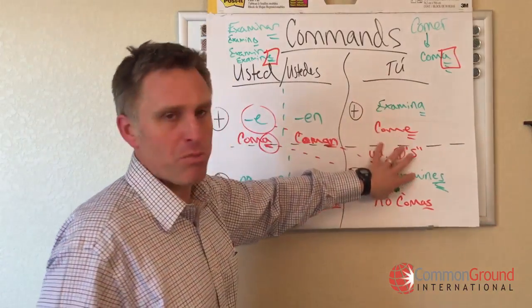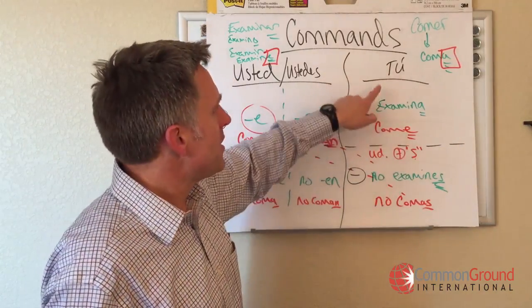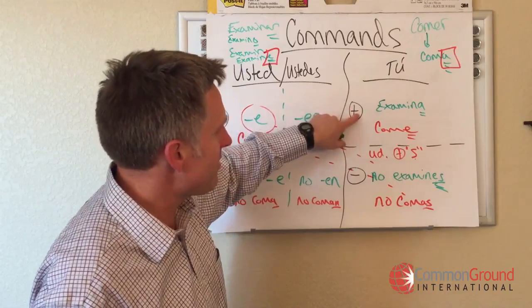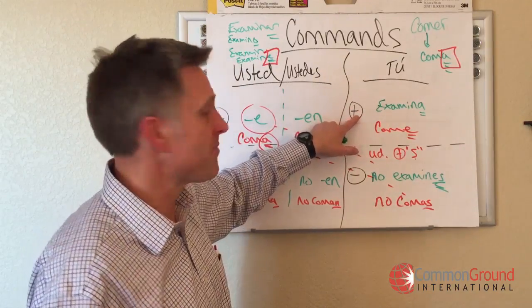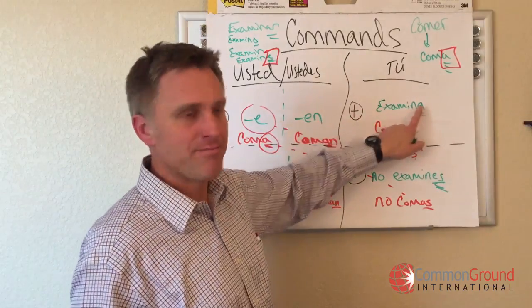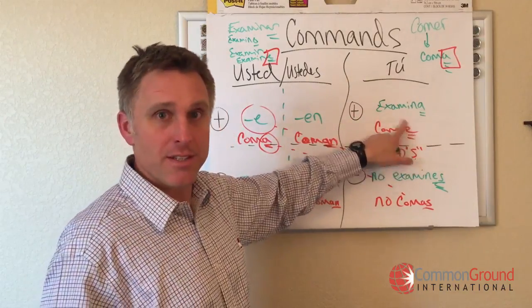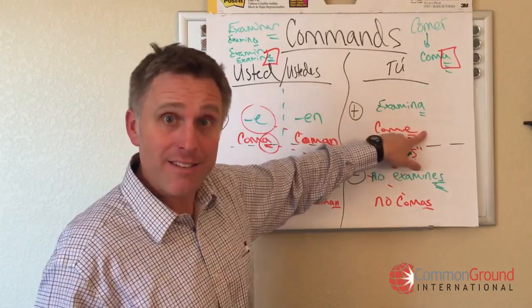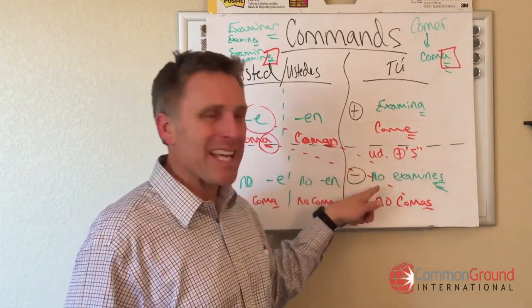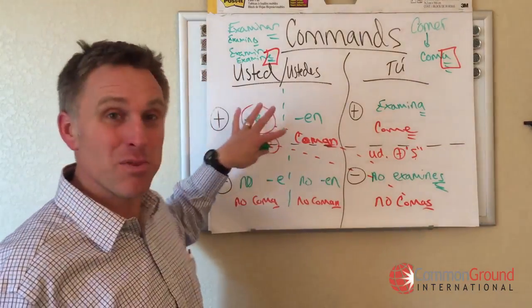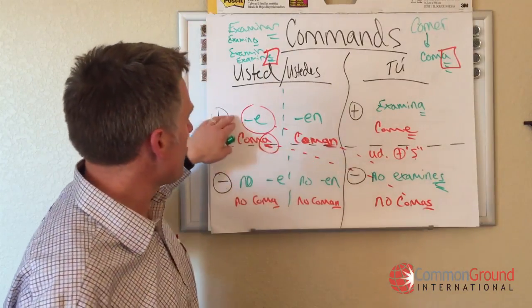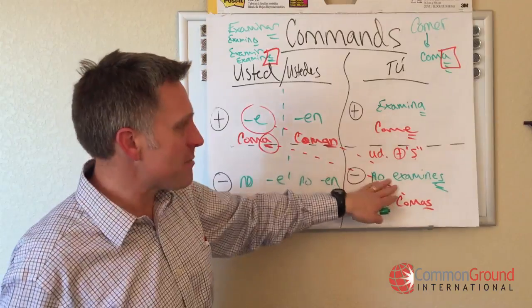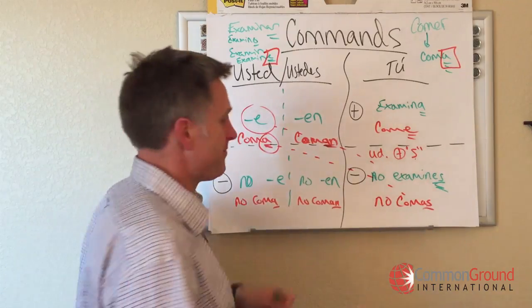The tú forms are more complicated. The tú form in the affirmative uses the él, ella, usted form of the present tense. And so it's just examina and come. Examine, eat. But then the negative actually brings in some usted commands. And so we've got all these lines and dashes and dots. So we're going to use the usted command plus an S.